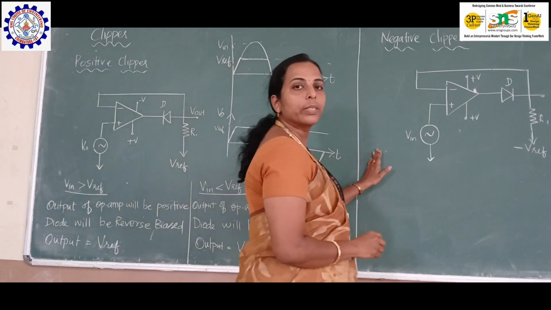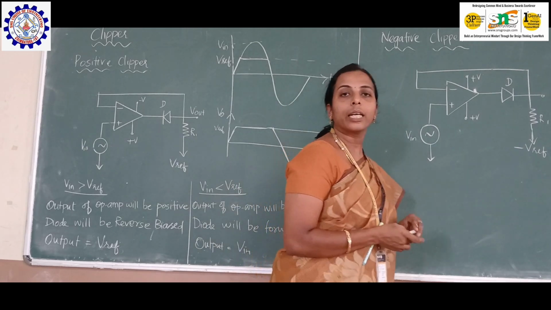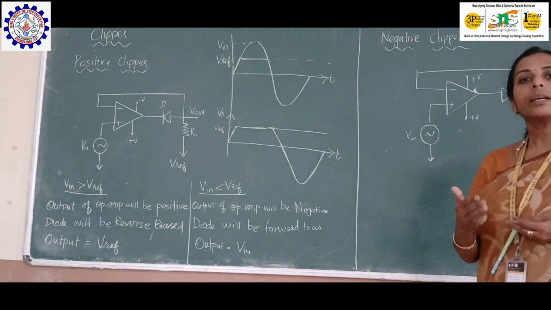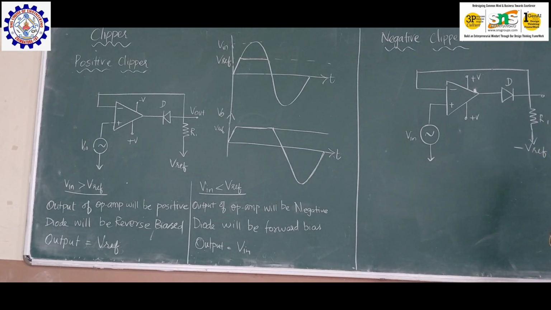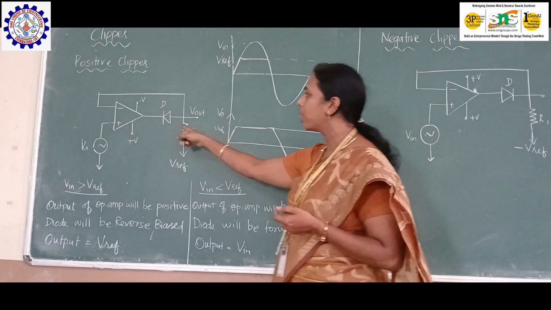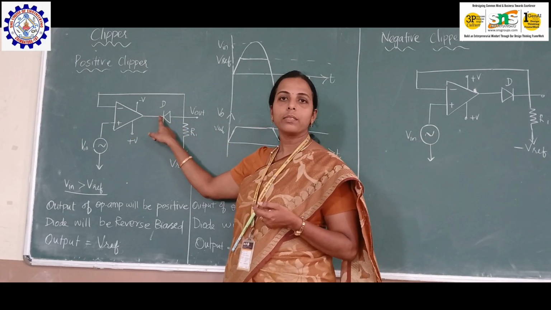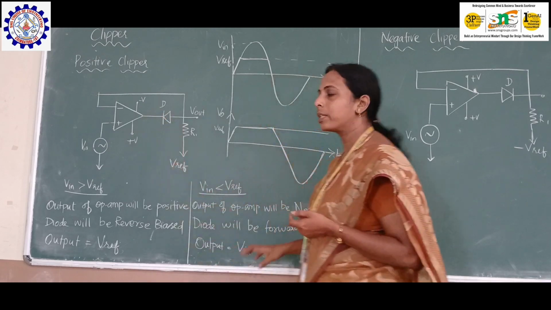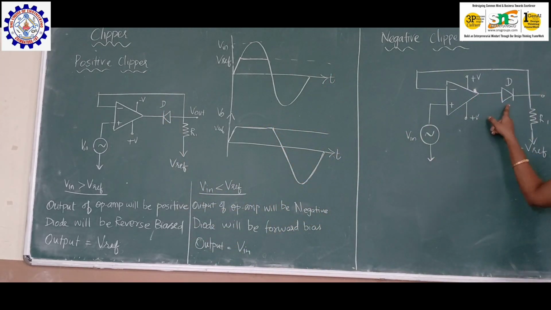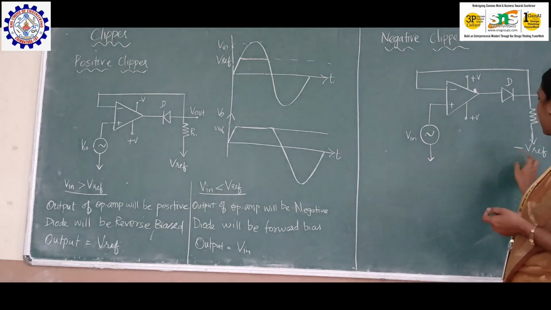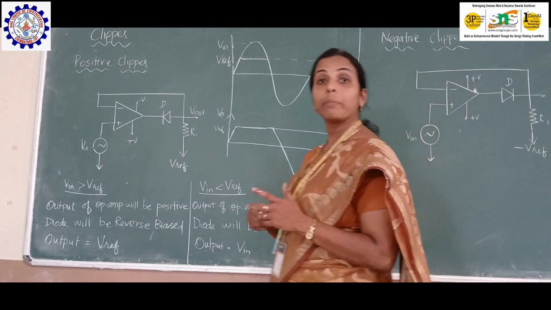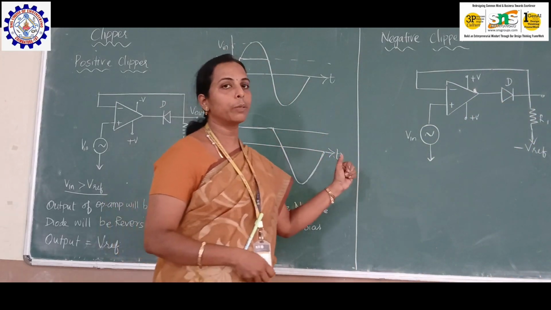Coming to this circuit, this is a negative clipper, and a negative clipper is used to truncate the negative part of the signals, right? The difference between these two circuits is that here the negative terminal of the diode is connected to the op-amp, and here the positive terminal of the diode is connected. This is the only difference, and here the reference voltage will be V negative, right? So the reference voltage will be minus. We will be giving a negative reference voltage.